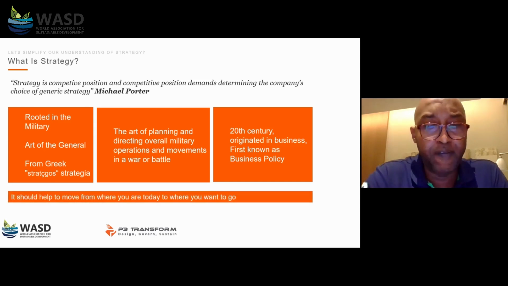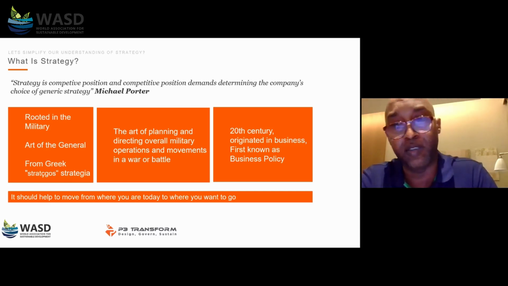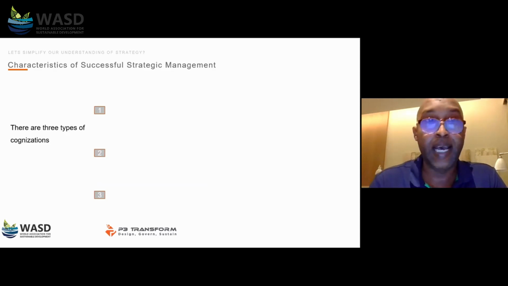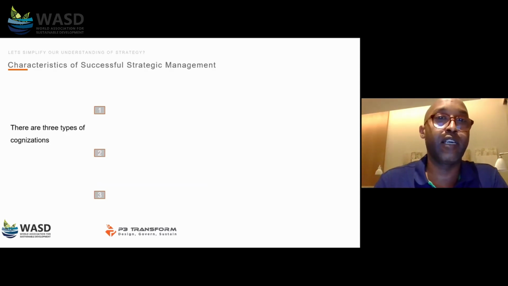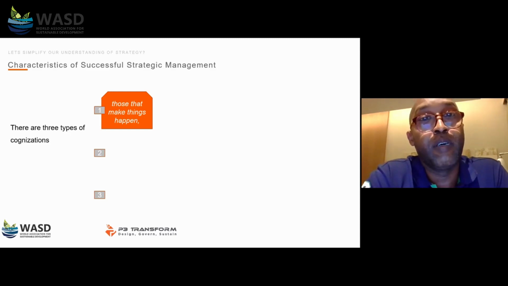So in very simple terms, strategy is something that should help us move from where we are right now to where we want to be in the future. And that future could be in a year's time, a couple of years, 5 years, 10 years, and so forth. So it is really a map, and that map has very critical importance, because of the way some organizations treat it, it enables them to make things happen.